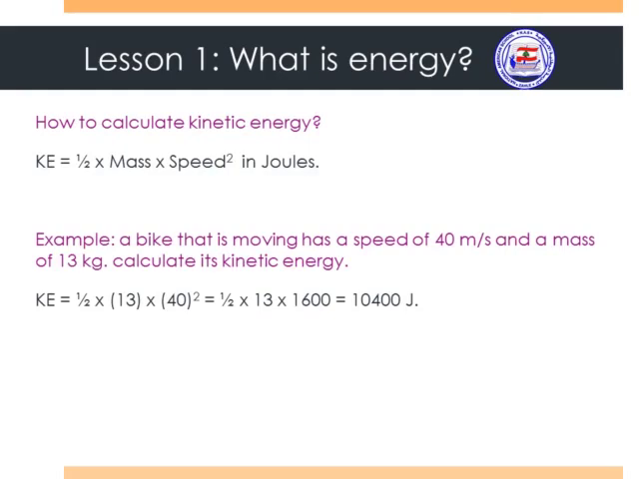We get half times 13 times 40 to the power 2. And I remind you, to the power 2 means that here, for example, I have to multiply 40 by 40. So I get half times 13 times 1600, we get 10,400 joules.